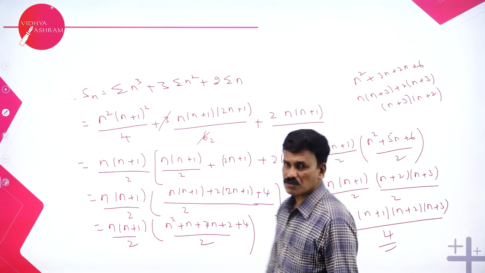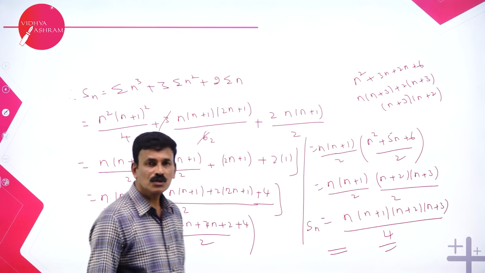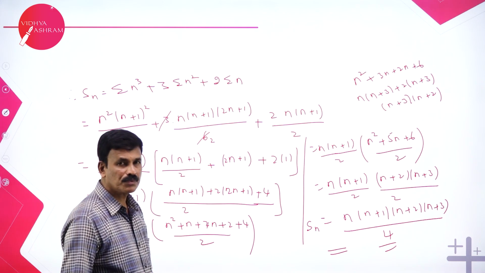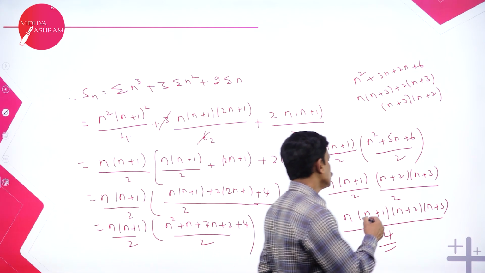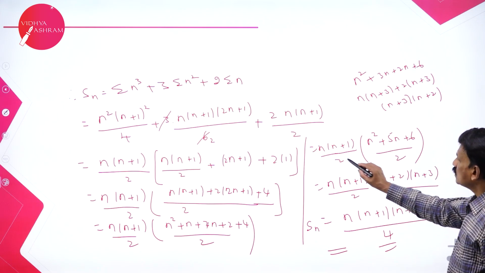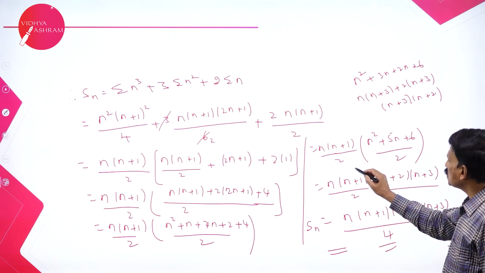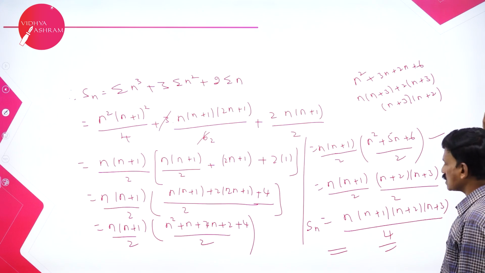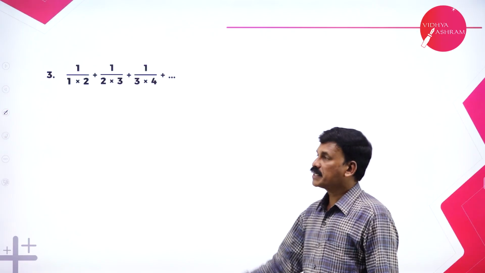That is it. This is how we are going to solve this problem. So, hope you followed this very important and simple problem. If you want, you can stop here itself. n into n plus 1 divided by 2 into 2 is 4 into n square plus 5n plus 6. That is also the answer. Now, move on to the next problem.